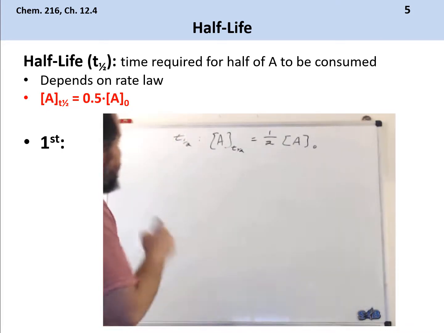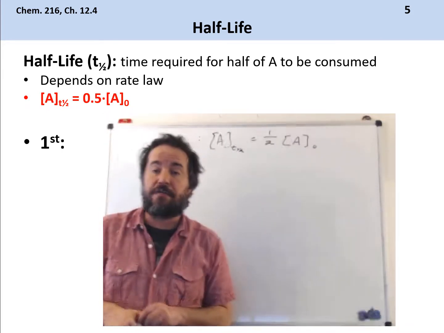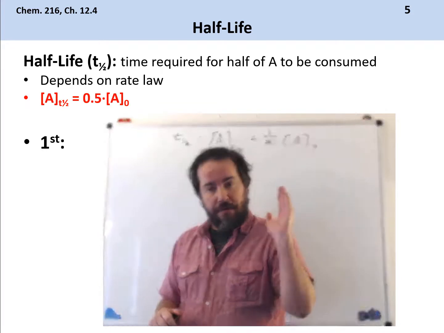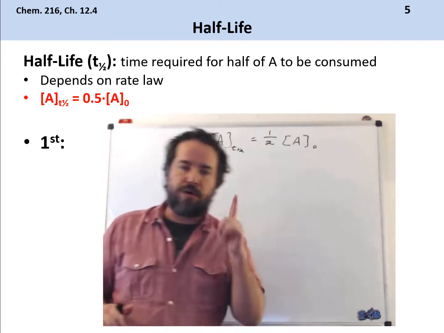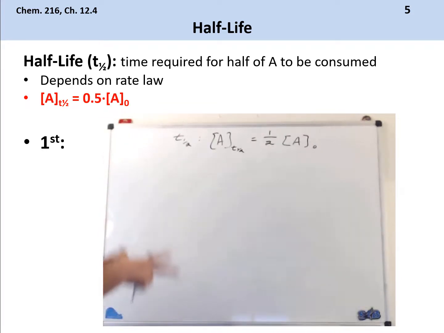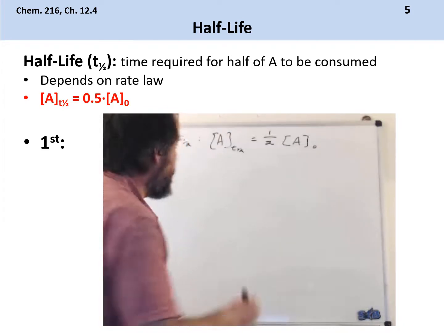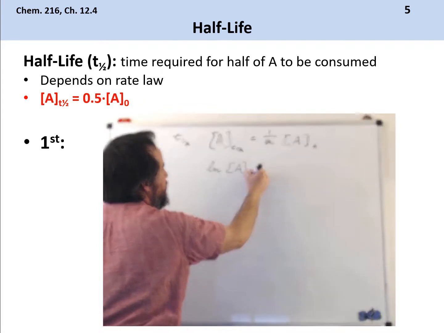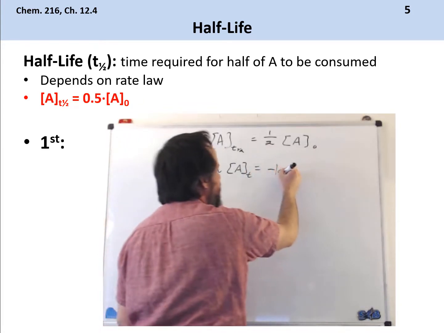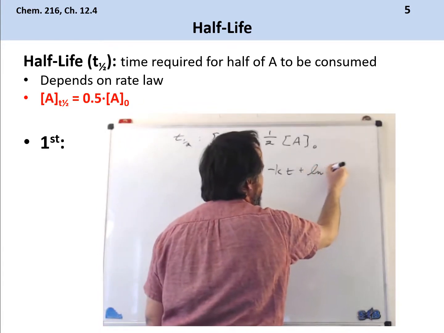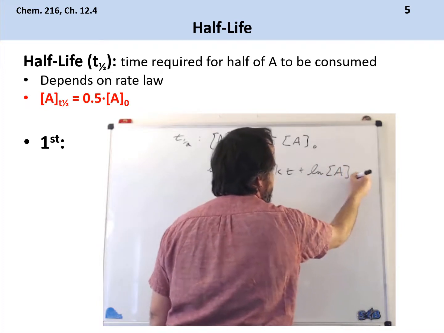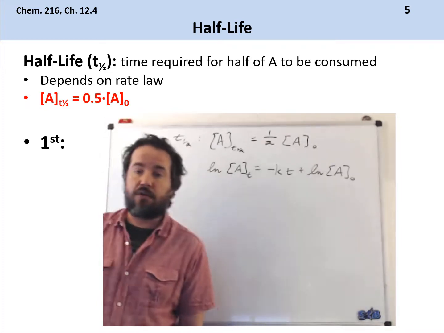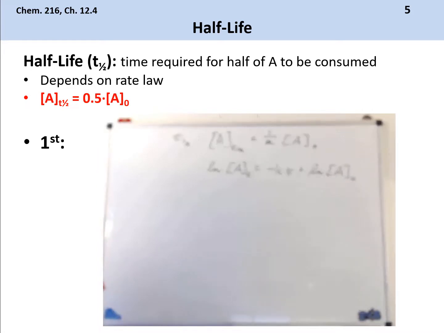Okay, so we're going to go ahead and find the half-life for first, second, and zero order. We're going to start with first order because this is the most important one. Remember what we said: ln A_t equals negative kt plus ln A naught. This is the first order integrated rate law.